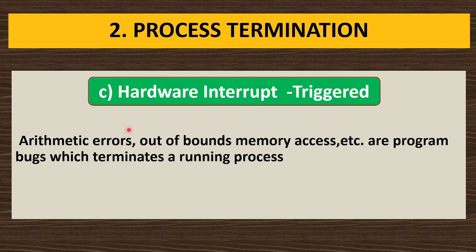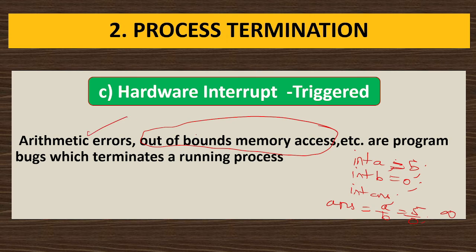If there are any arithmetic or calculation errors, for example if you are trying to divide by 0. Suppose you have written a program to divide two numbers. You have taken two numbers, int a and int b, where a is 5 and b is 0, and an answer variable for storing the answer, and you are trying to divide a by b. So a is 5 and b is 0, and dividing by 0 gives infinity as the answer, so your program will go into an infinite loop. In arithmetic errors like this, program bugs occur and your running process will be terminated.